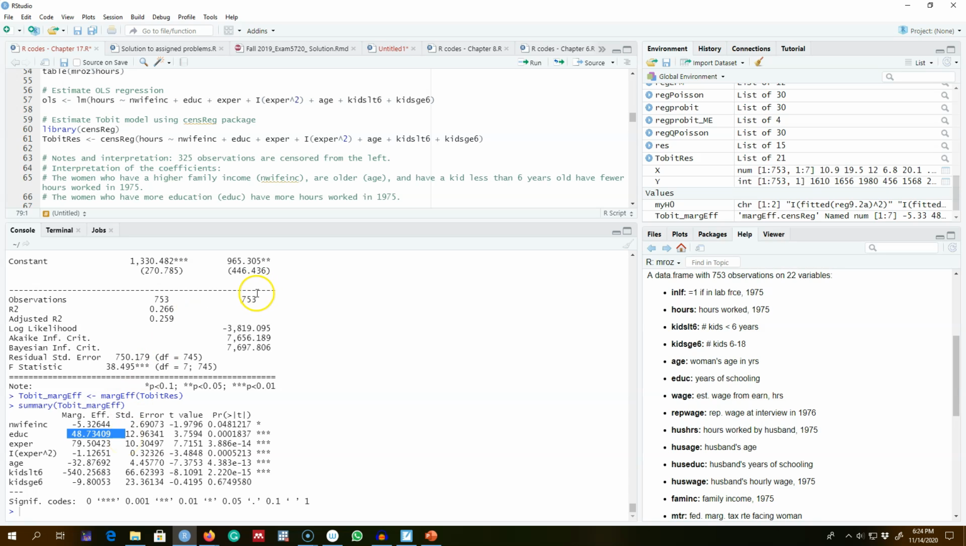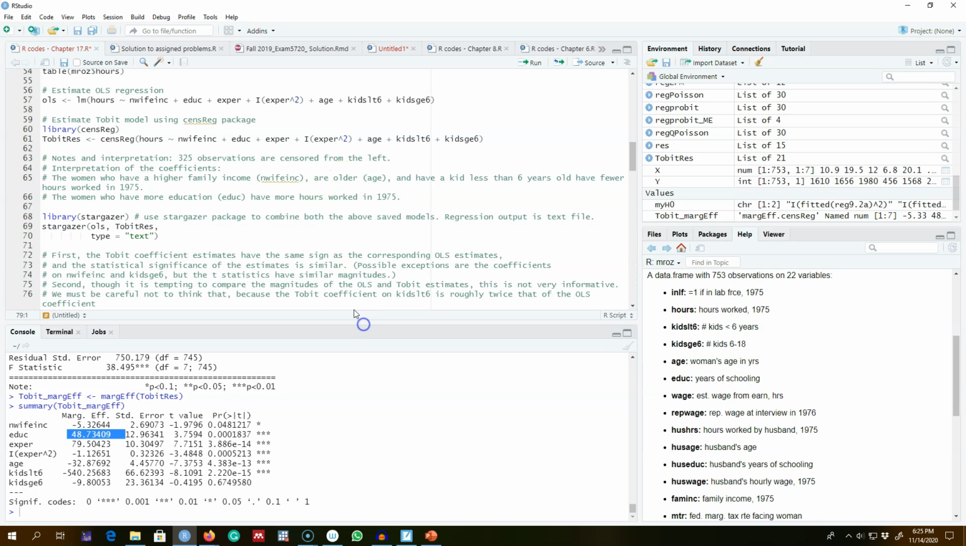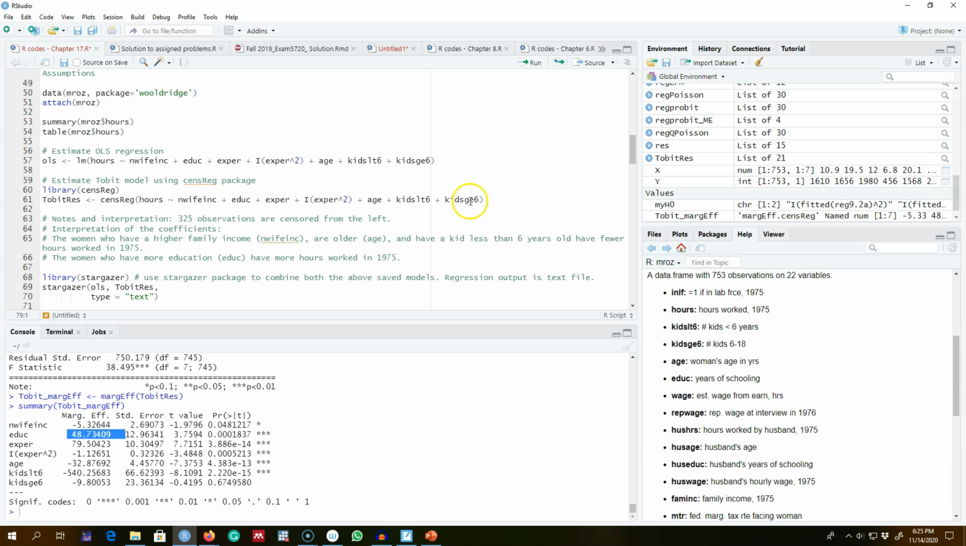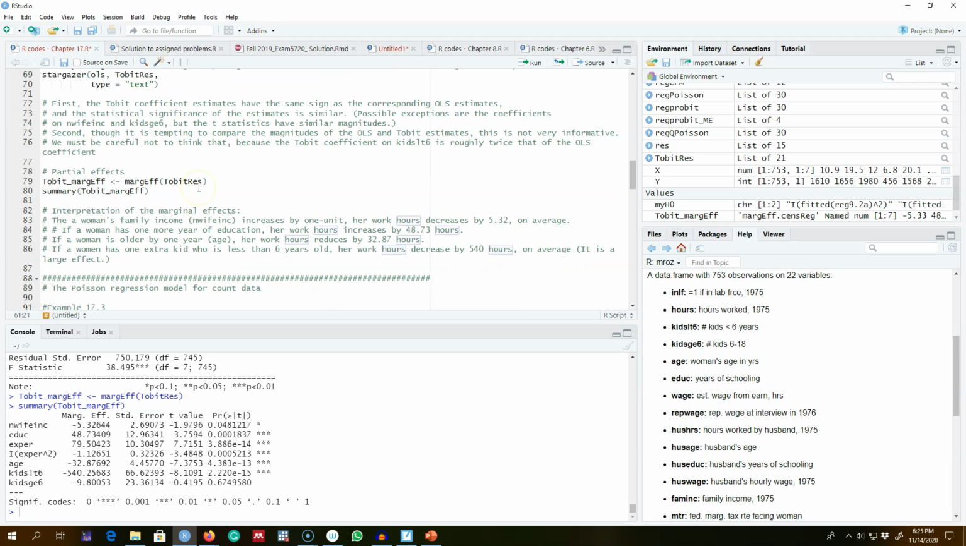So this is how you regress a Tobit model in R. So remember, you cannot compare the regression results from a simple Tobit model with the OLS. You can get the statistical significance and the direction of the relationship, but to talk about the magnitude of the relationship, you have to calculate the marginal effects from the Tobit model.